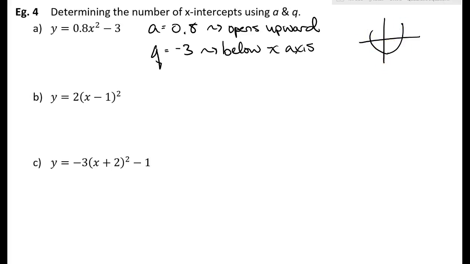That means I'm going to have two intercepts. So that combination of upward with my vertex below the x-axis, that implies that I'm going to have two intercepts for my x-axis.